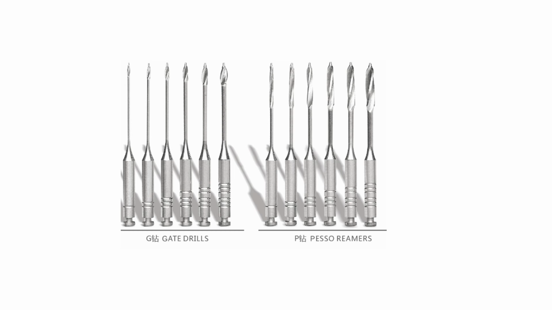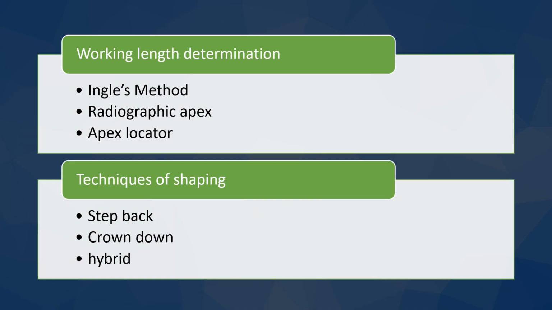So first is, in case they give an image based MCQ, you should be in a position to find out what it is, whether it is Gates Glidden or Peeso. Then even if you find out what it is, you should be in a position to find out which size it is by seeing the number of rings in it.